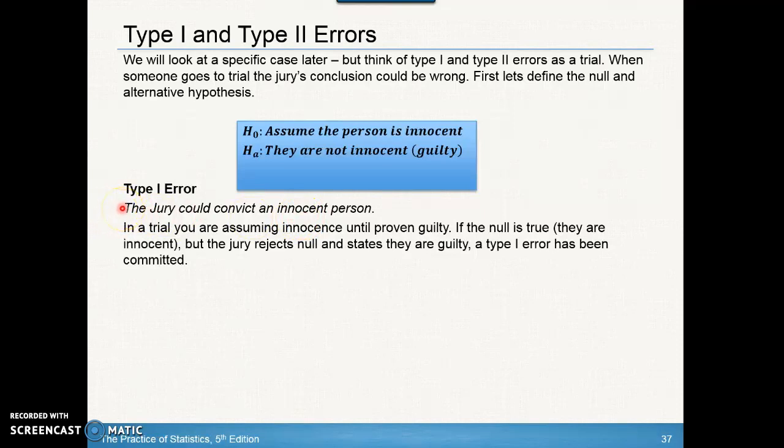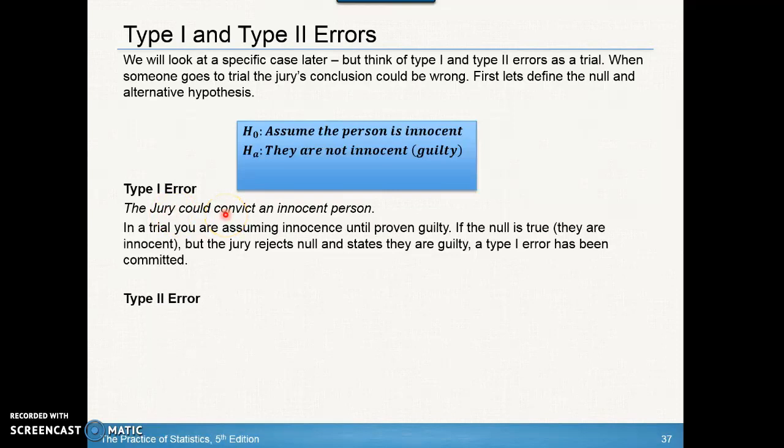So just take a look at two things here. This is the consequence of the error: they're convicting an innocent person. But if we said what is the type 1 error in context, that would be stating that the person is innocent, but the jury finds them guilty. That's the statement, and the consequence is the jury could convict an innocent person.